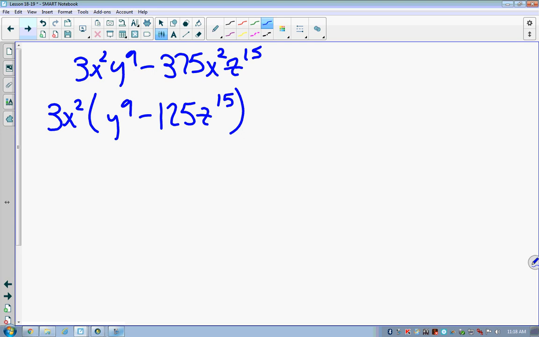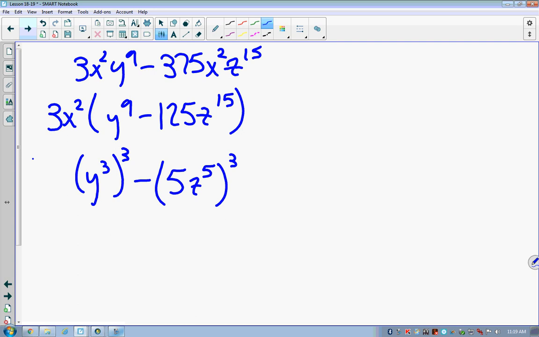The next thing I want to do is cube root what's inside my parentheses. Okay? So the cube root of y to the 9th is y cubed. Okay? So we factor this difference. So we'd get y cubed. Over here, we want to cube root 125, which should be 5. And we want to cube root z to the 15th, which would be z to the 5th. Okay, so we have this there. If I multiplied all that back out, I would get my original answer. Okay?